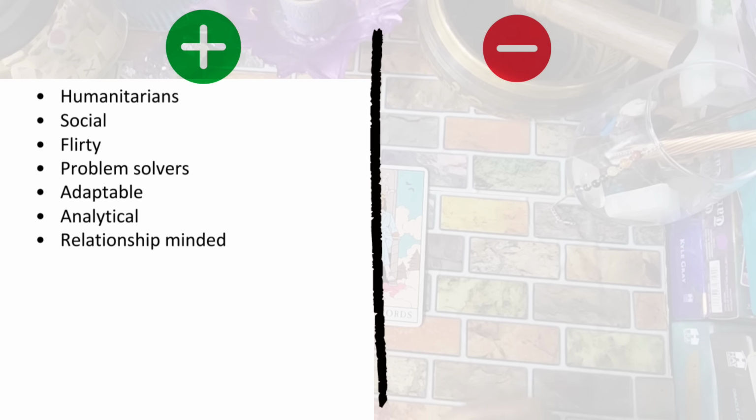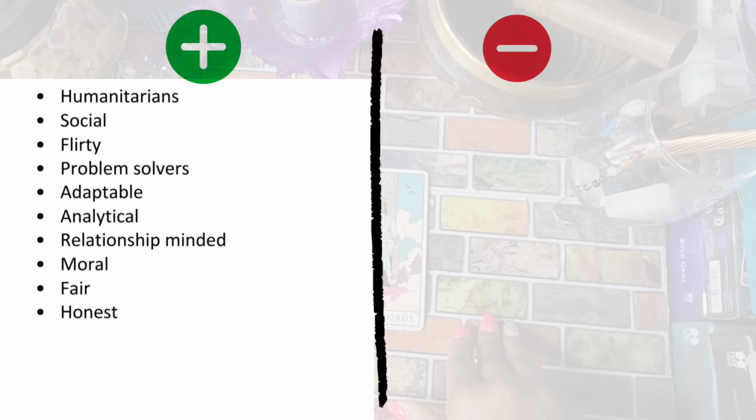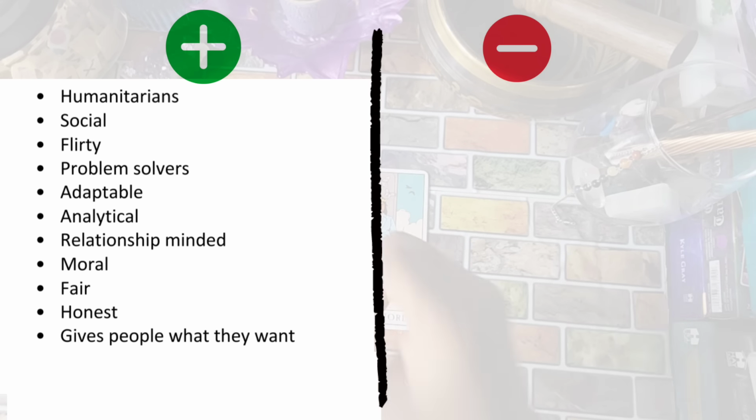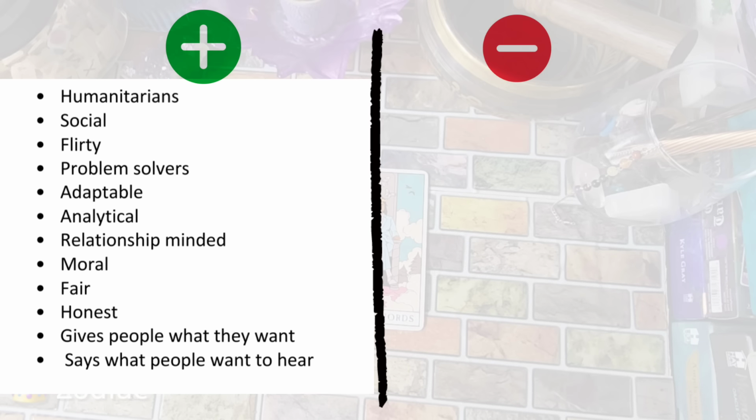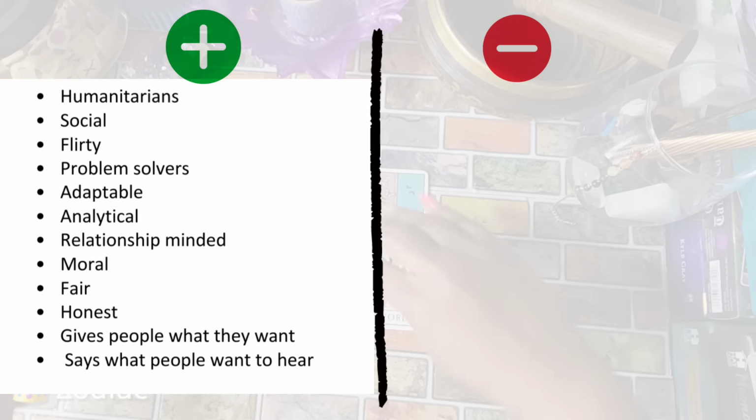So my air sign people are usually bouncing from relationship to relationship. They're very moral, fair, and honest. In the upright, the King of Swords, the air signs, Libra, Aquarius, Gemini, they give the people what they want. They tell people what they want to hear. You know what I mean? You're going to leave the conversation feeling good with an air sign.